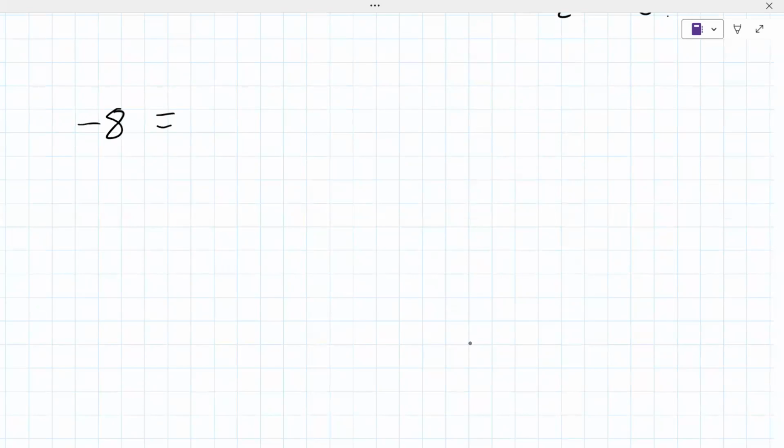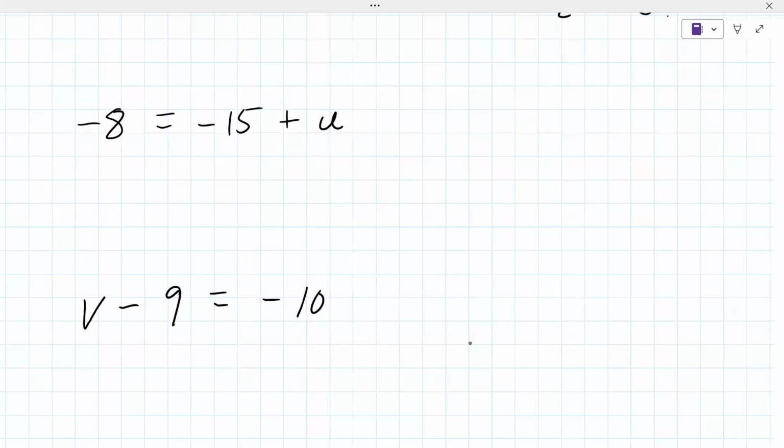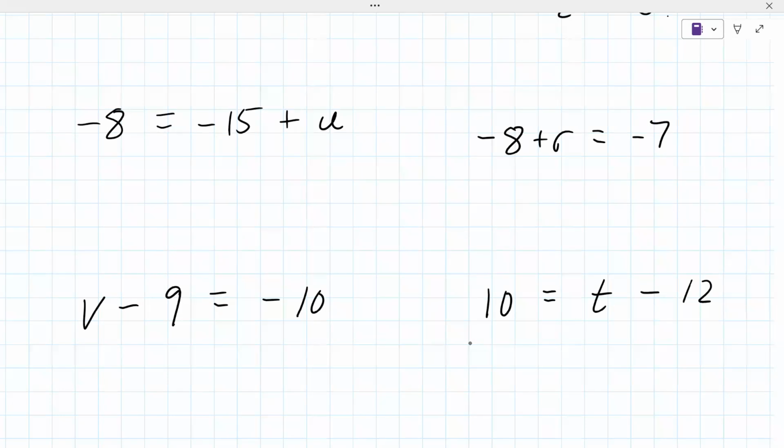-8 equals -15 plus U. V minus 9 equals -10. -8 plus R equals -7. 10 equals E minus 12. Yeah, these are good.